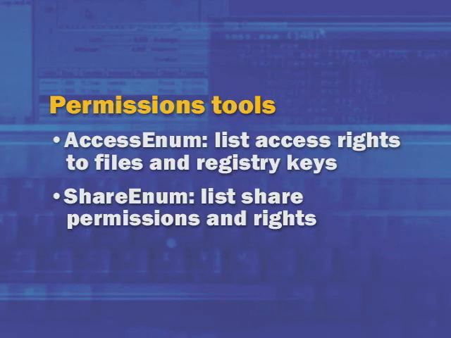ShareEnum does the same thing, but it just looks at the network shares that are available or accessible from the machine on which you run it, and can even scan the network shares of all the machines on your network, looking for permissions issues where you might have a share permission configured differently than the underlying file or directory permission to which that share maps, which can indicate a security hole as well.